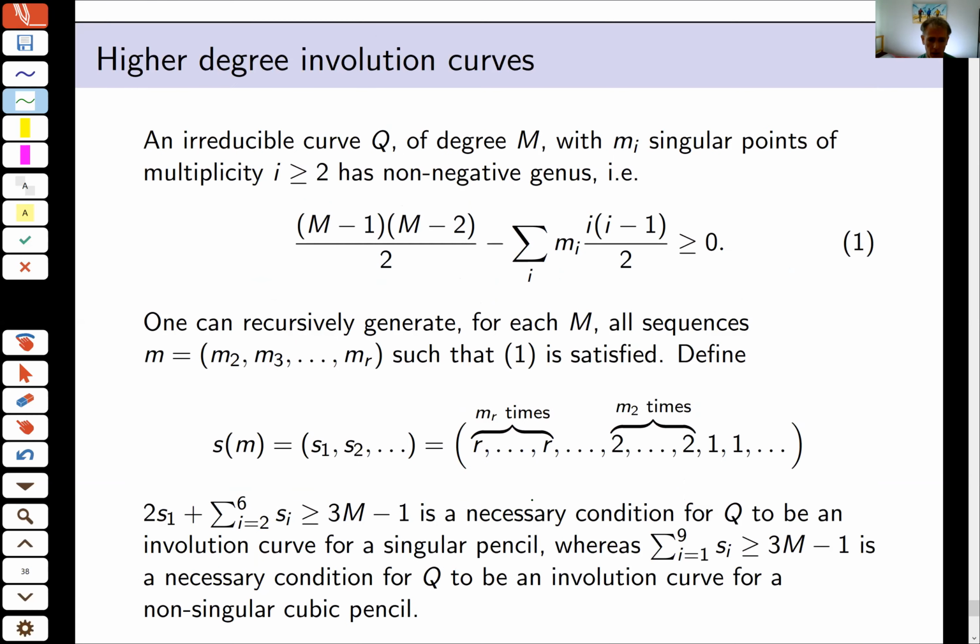You can maybe ask yourself how many of these involution curves there are. So the idea is that for every degree M for singular pencils, there are exactly 2, and for non-singular pencils, it seems to grow linearly, but exactly how many there are is also still an open problem.